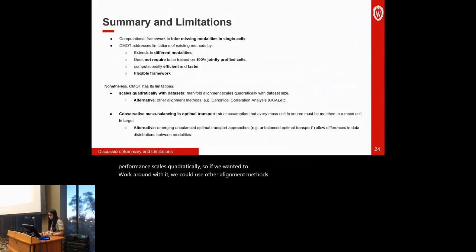Another limitation is the conservative mass balancing property of optimal transport, which means that each cell in the source must be matched to the target, which is not always true because real world data sets are generated differently. So we wanted to handle that by using emerging approaches like unbalanced optimal transport.